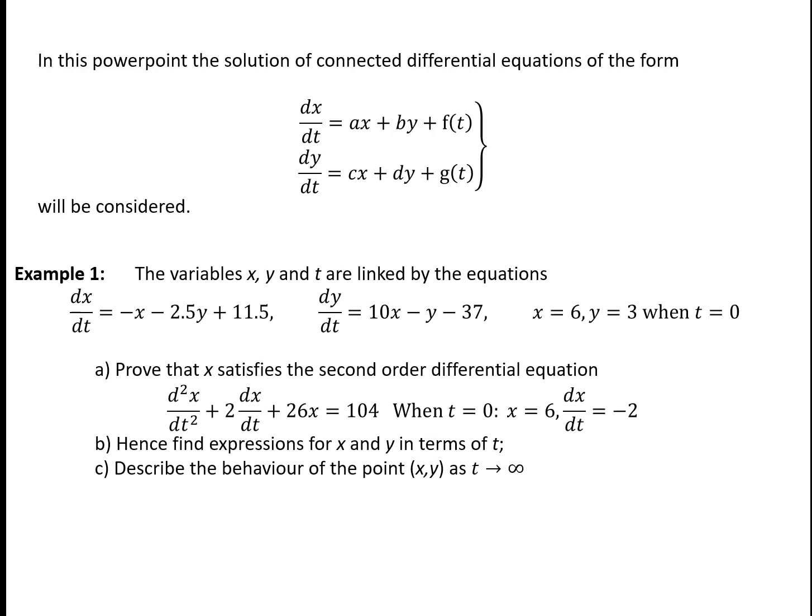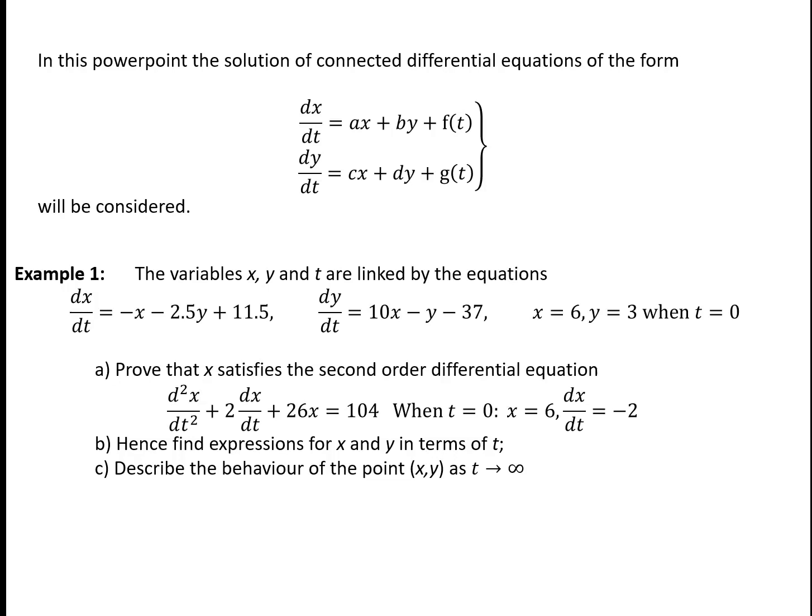So the example that we're going to look at in this video is: variables x, y and t are linked by the equations dx by dt equals minus x minus 2.5y plus 11.5, dy by dt is equal to 10x minus y minus 37. And we've got the initial conditions that x equals 6 and y equals 3 when t equals 0.